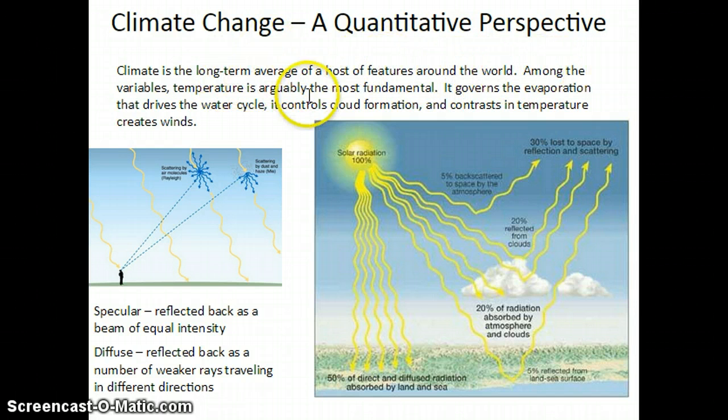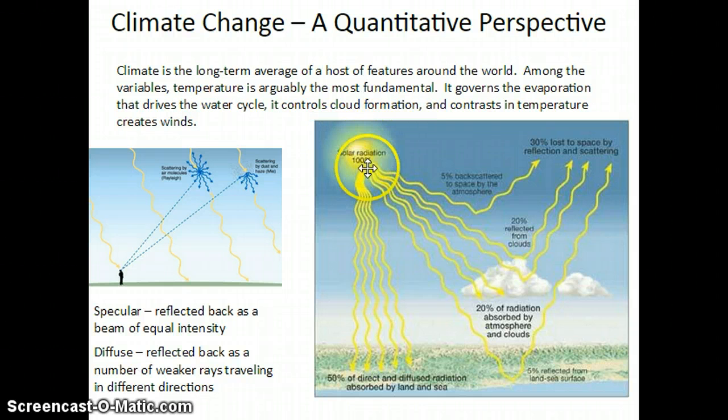Among the variables, temperature is arguably the most fundamental. It governs evaporation that drives the water cycle. It controls cloud formation, and the contrast in temperature creates winds. So let's just say that temperature is kind of a key ingredient. Not the only ingredient, but a key part. So it all starts with the sun.